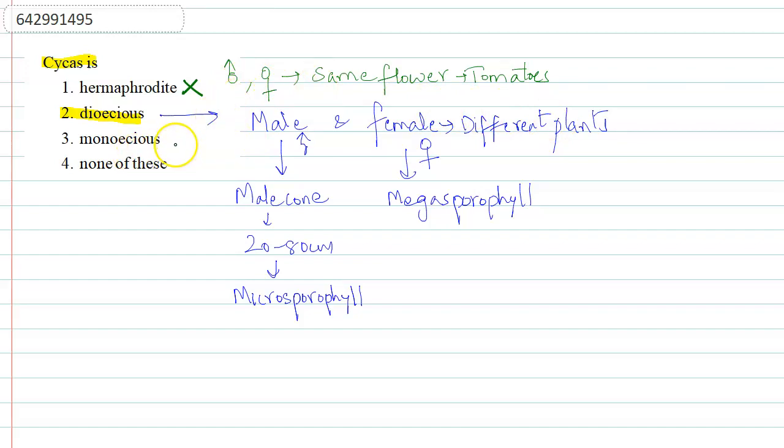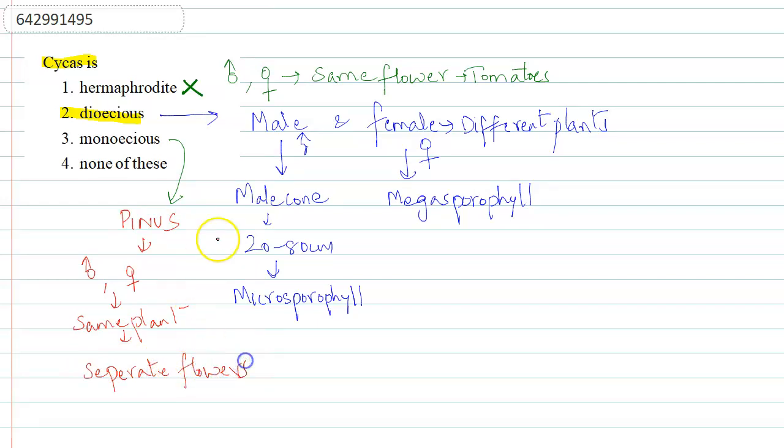Now the third option mentioned here is monoecious. When a plant is described as monoecious, for example, we can take the plant Pinus, which is also a gymnosperm. If we look at Pinus, the male and the female reproductive organs are on the same plant, but they are on separate flowers.